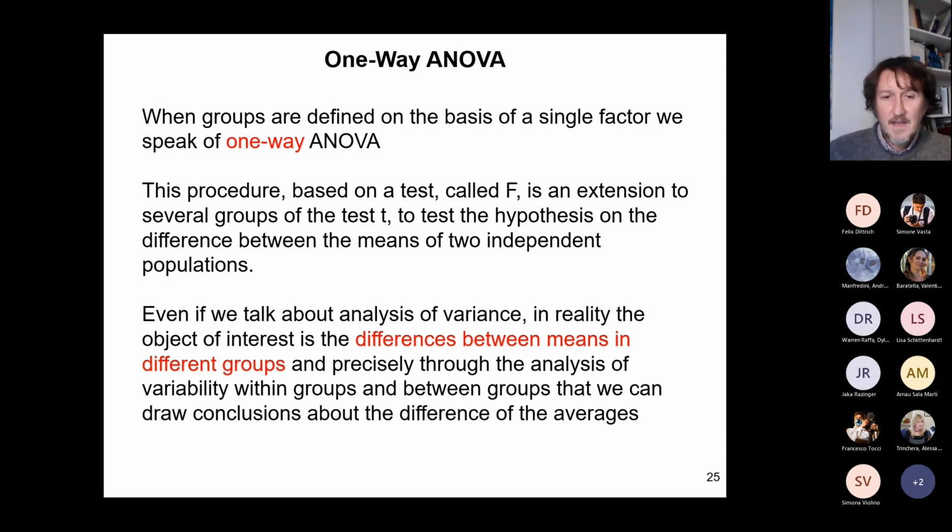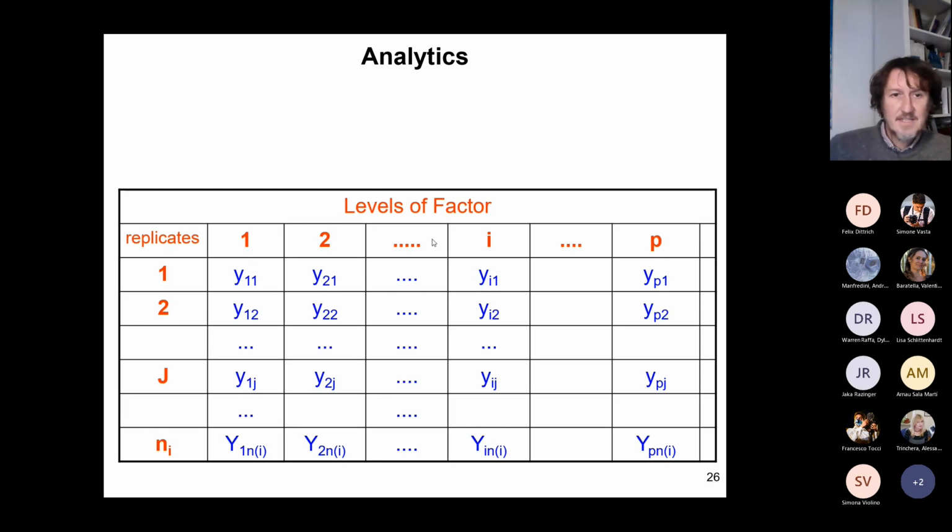Of course, here we have to find the differences between means in different groups. This is the basic. Here is an example of the analytics. So we have the levels of factors, 1, 2, 3, etc., and the replicates from 1 to n.